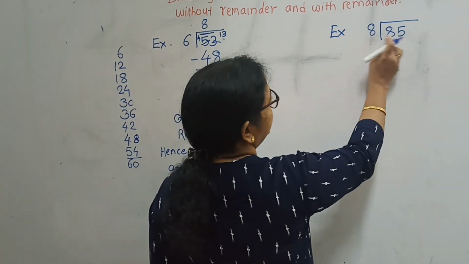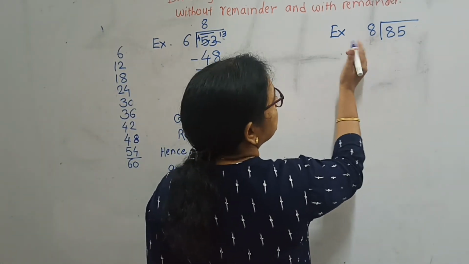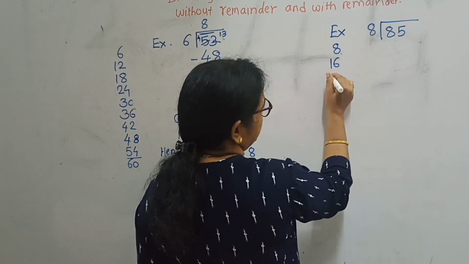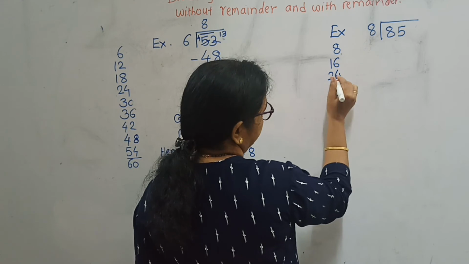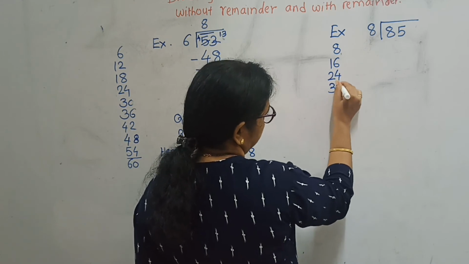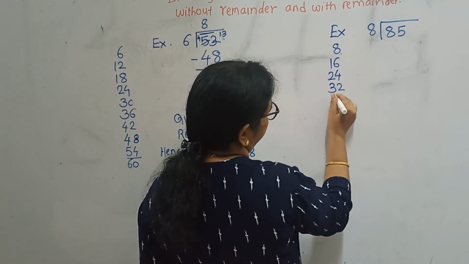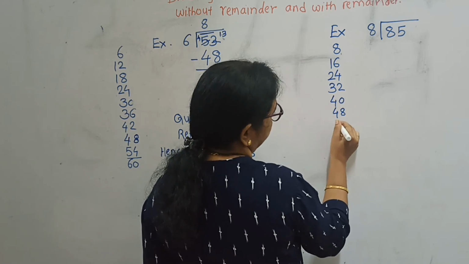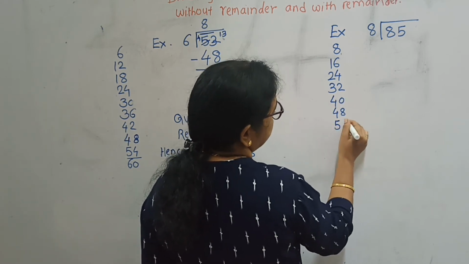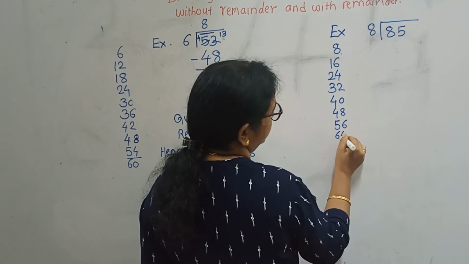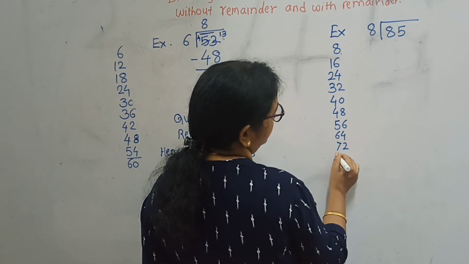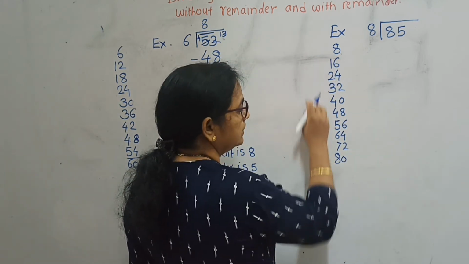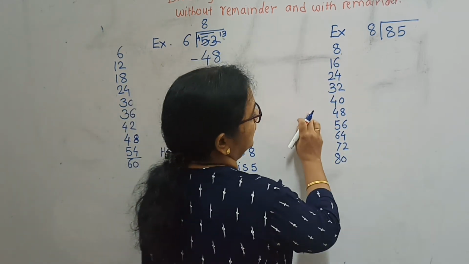See one more example children. Here is 85 divided by 8. Come on. Right here the 8 table. 8 2s are 16. 8 3s are 24. 8 4s are 32. 8 5s are 40. 8 6s are 48. 8 7s are 56. 8 8s are 64. 8 9s are 72. 8 10s are 80. When you write this table, then you will learn the table again and again.